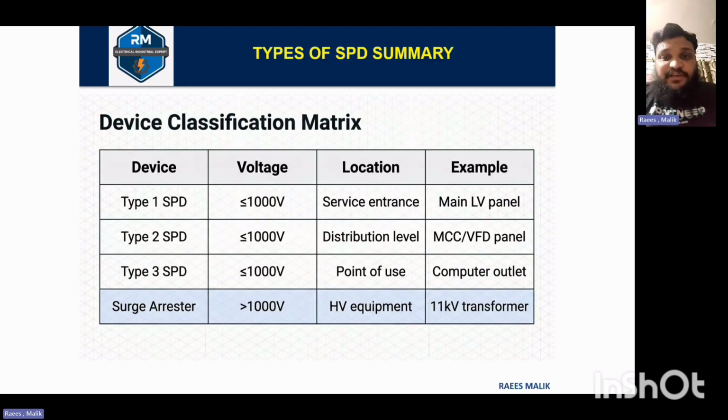Type 3 SPDs are used for voltage less than 1000 volt and are used at the point of application or branch circuit, that is sensitive electronic devices, PLCs, relays, computer outlets. And the surge arrester, for voltage greater than 1000 volt, should always be used for high voltage electrical equipment, conductors, or power systems. That is, let's suppose, an 11 kV transformer or any substation that is at higher voltage.